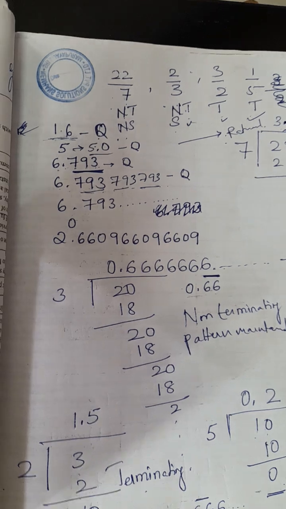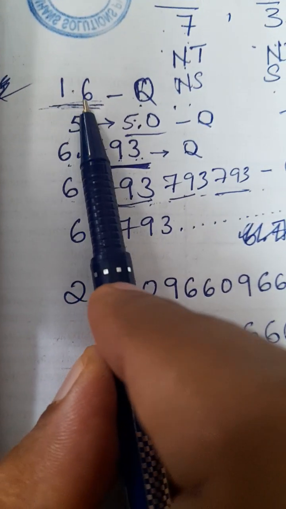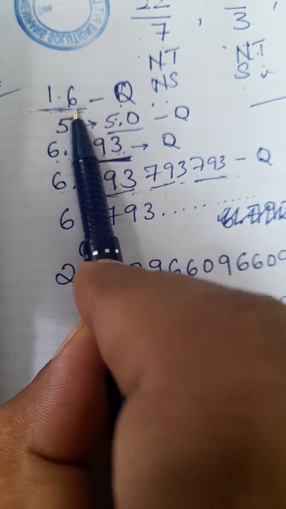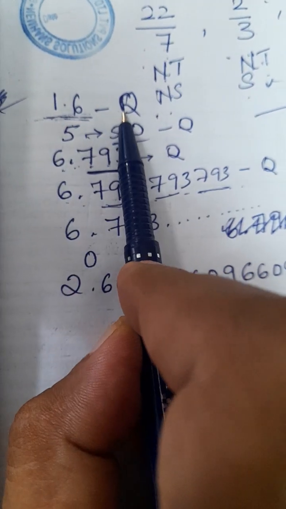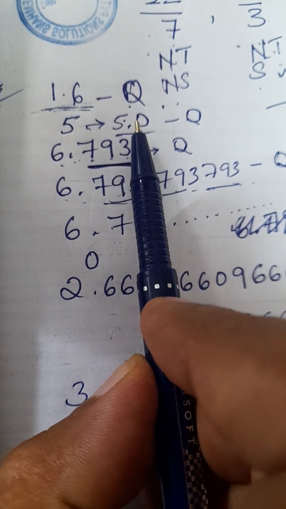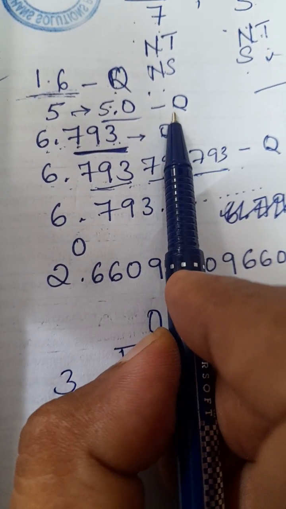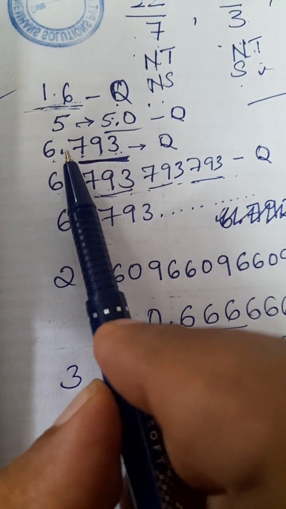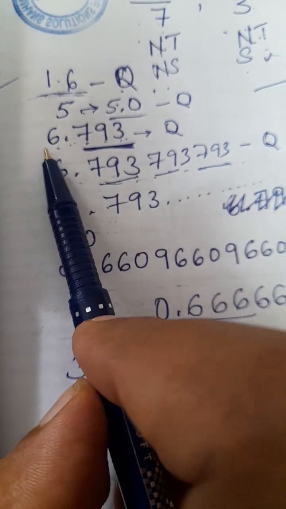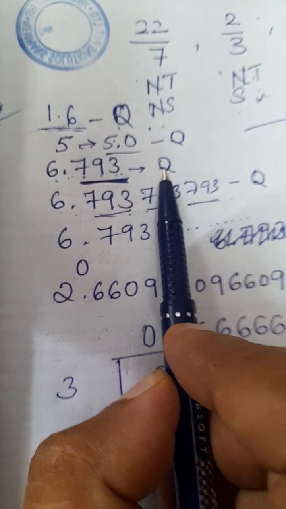So let us consider certain patterns. You have 1.6. Here it is terminating, it ends, so this qualifies to be a rational number. 5 can be represented as 5.0, so it is terminating and qualifies to be a rational number. If I say 6.793, it has again terminated, so it qualifies to be a rational number.